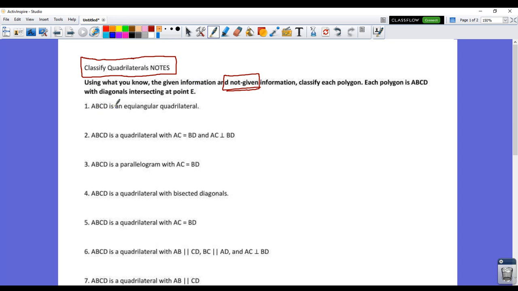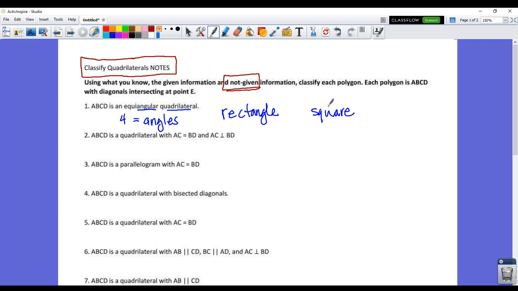Okay, so the first one says we have an equiangular quadrilateral. Equiangular means there are four equal angles, because it's a quadrilateral, so there are four angles, and it has to have four sides. So you have to think about what all of the shapes are that have four equal angles. Those shapes are a rectangle, which has four equal angles, and a square. A square also has four equal angles.